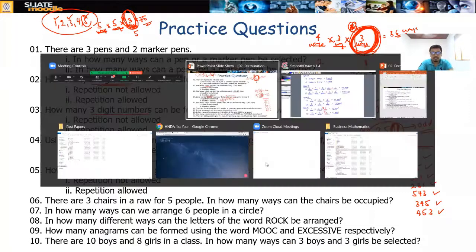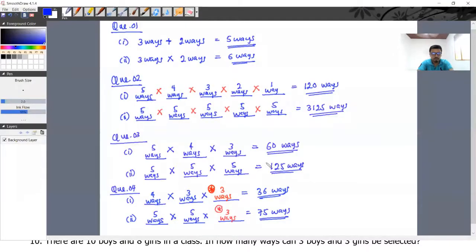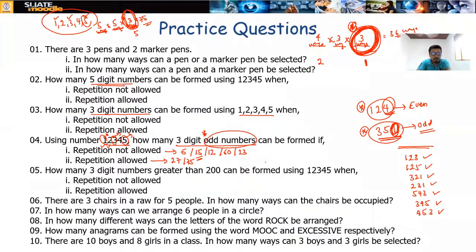So that is question number 4. Question number 5. Please do it and give me the answers for part 1 and 2 separately. How many 3-digit numbers greater than 200 can be formed using 1, 2, 3, 4, 5 when repetition is not allowed and when repetition is allowed?